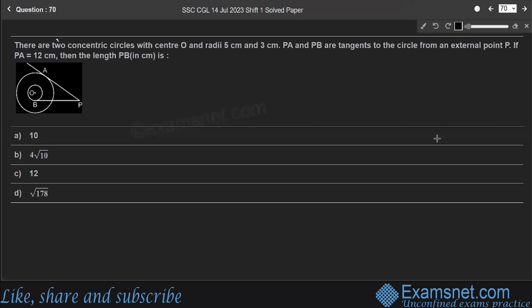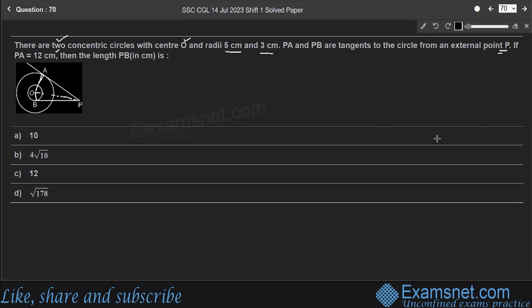Question 70. There are two concentric circles with center O and radii 5 centimeter and 3 centimeter. PA and PB are the tangents to the circle from an external point P. If PA is 12 centimeter, then the length PB is. So let us join O and A. Students, here OA is the radius of the big circle. And join O and P, and join OB also.